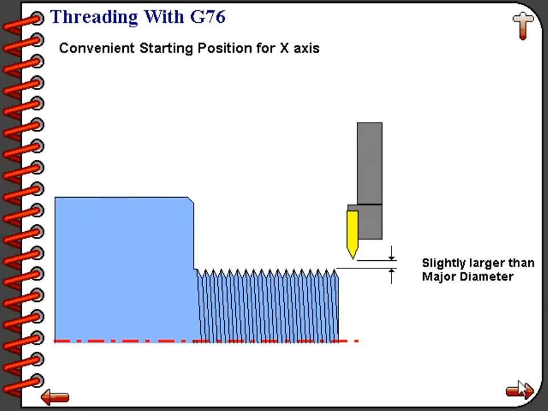The convenient starting position for the x-axis of this tool needs to be at a point slightly larger than our major diameter. When we are machining an ID thread, we would want the tool to be at a position slightly smaller than the minor diameter.